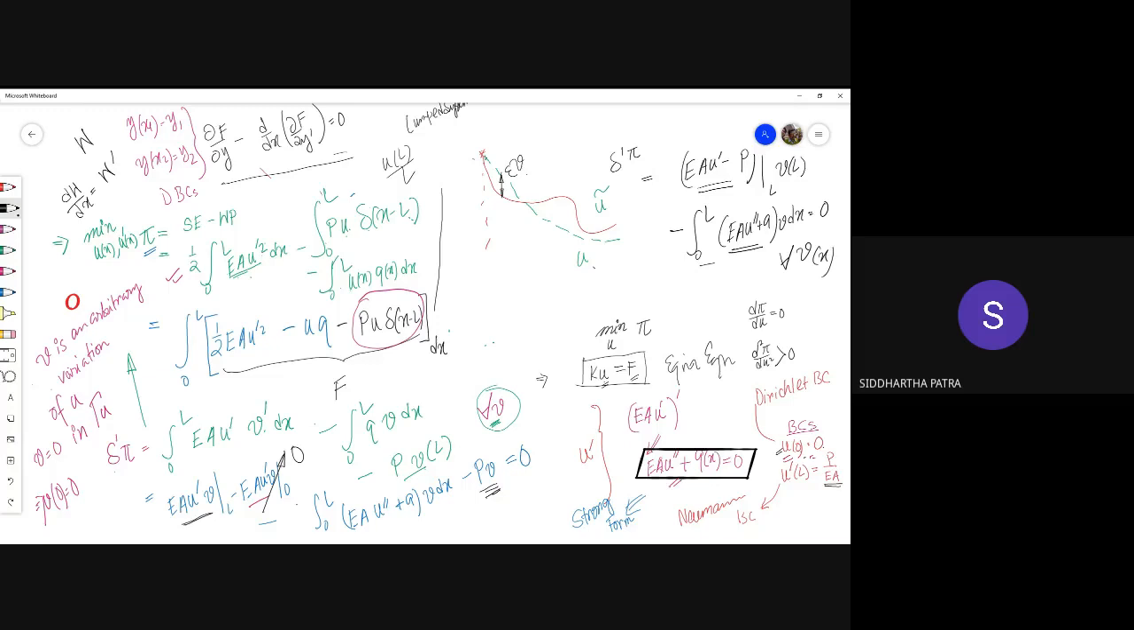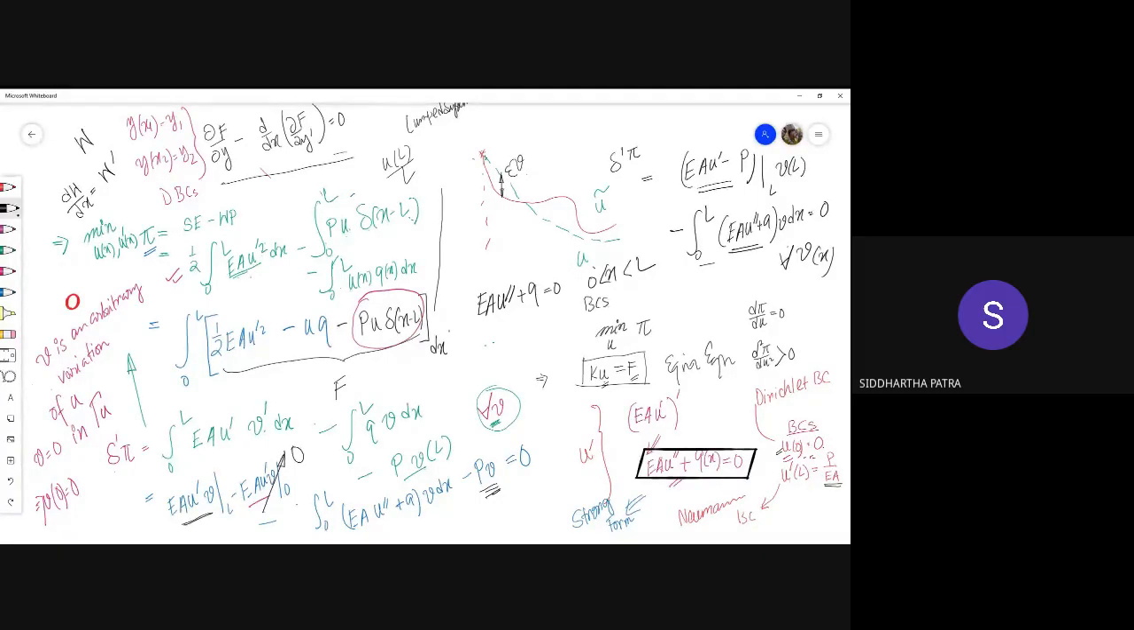As an output to this minimization problem, we will get the differential equation, which is indeed the Euler Lagrange equation. And this is true for anywhere between 0 to L. And also this boundary condition, the Neumann boundary condition, would also be the output of the minimization of the functional.